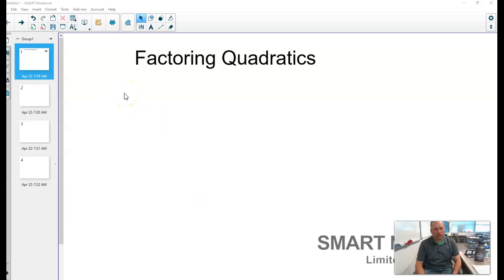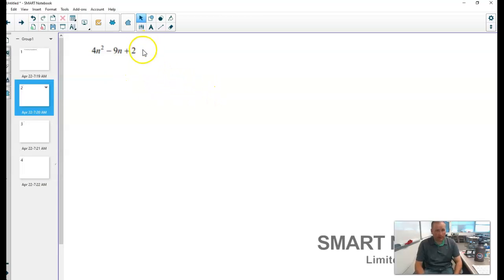Alrighty, we're looking at factoring quadratics today. Our last unit was just factoring greatest common factors, which we're going to need to keep in mind with this. But this is just factoring, again, quadratics for this. So if I'm looking at this, I got myself a quadratic here.